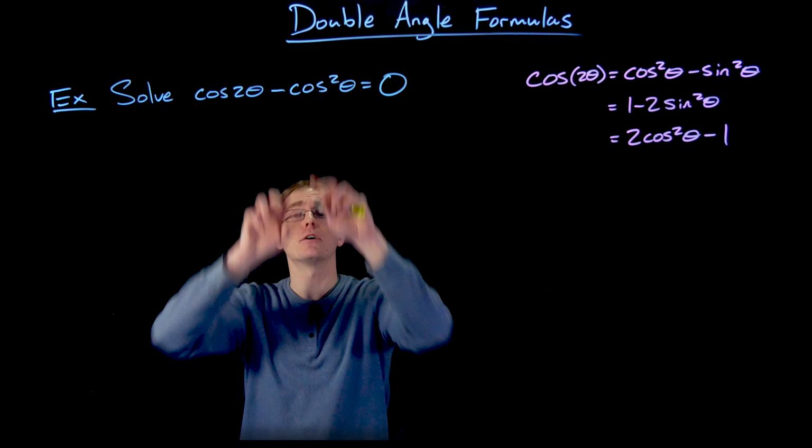Hello everyone. In this example, we are asked to solve this trigonometric equation. We are told that cosine of 2 theta minus cosine squared of theta equals 0, and we need to find all the values of theta that make this true.